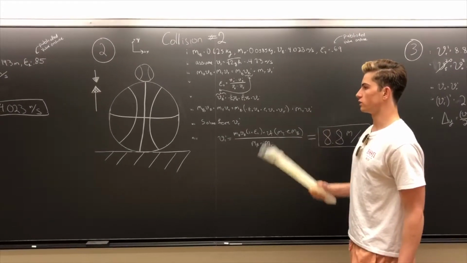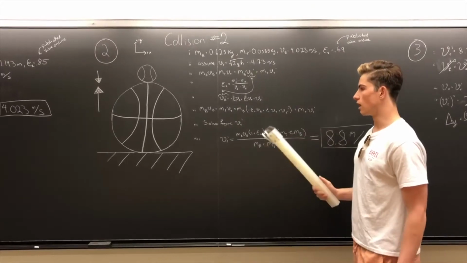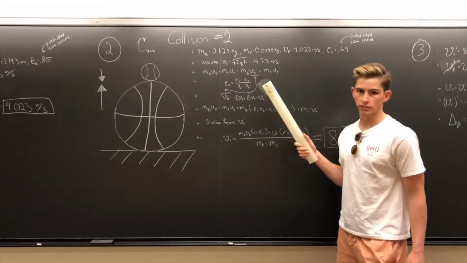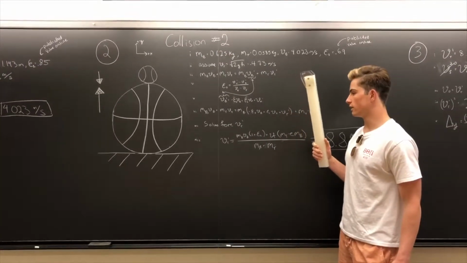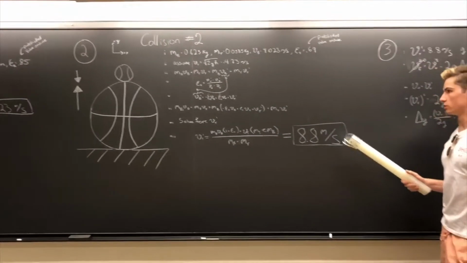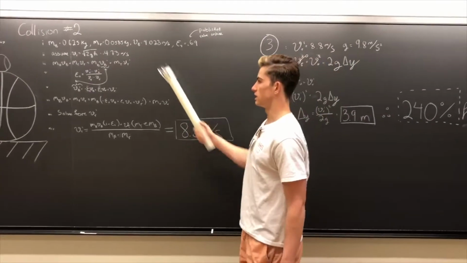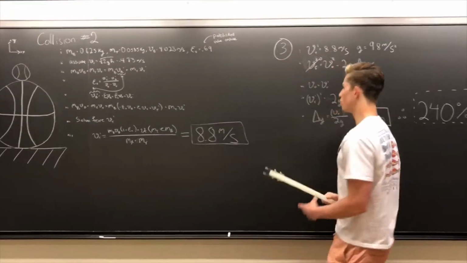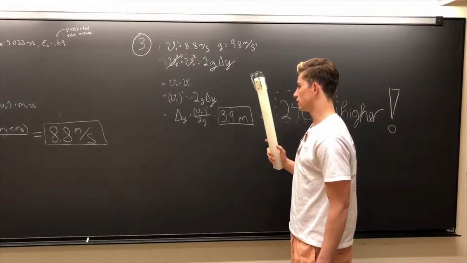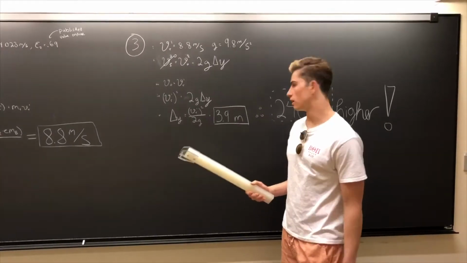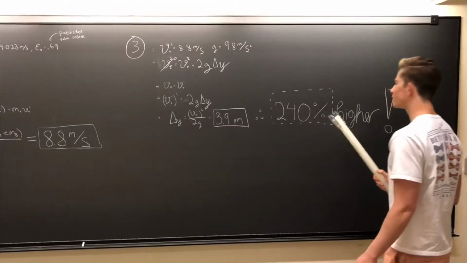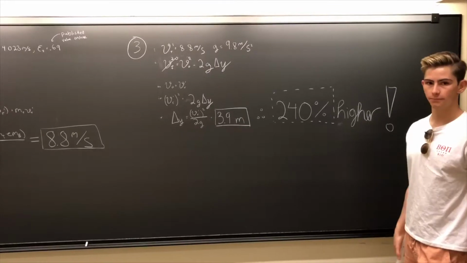and we can solve for the initial velocity of the tennis ball right before the collision, and then use conservation of momentum and our coefficient of restitution equation to solve for the final velocity of the tennis ball, which is 8.8 meters per second, which is twice as much as its initial velocity right before the collision. Finally, we can use a kinematic equation to solve for the final height given the initial velocity of the tennis ball, and that comes out to 3.9 meters, which is 240% higher than it was initially dropped from.